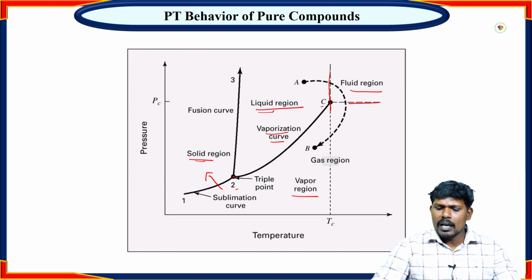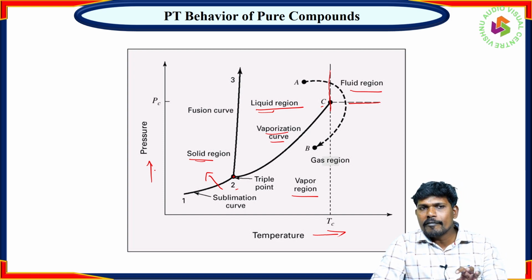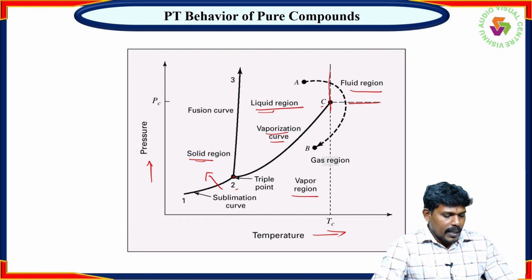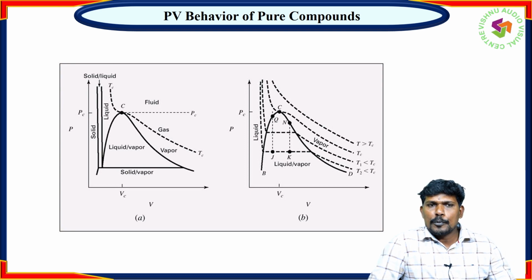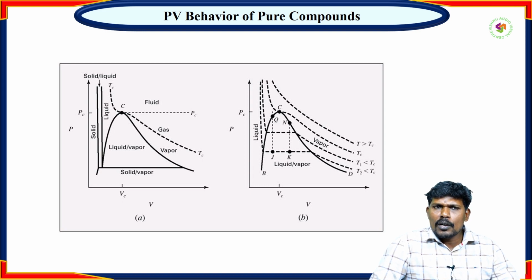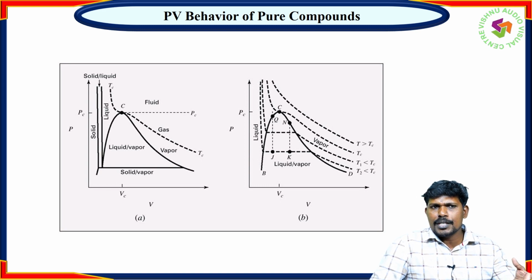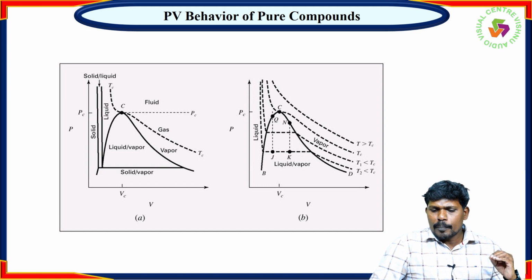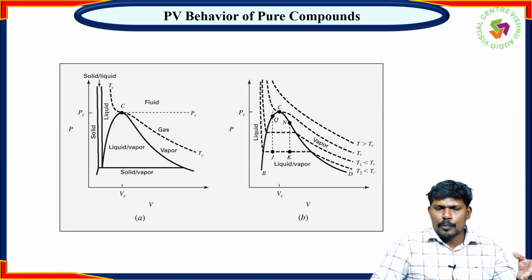So this is about changing the temperature, how the pressure of pure compounds is changing for different phases. This graph explains that. Next one is the PV behavior of pure compounds. Actually, in the PT graph, it is not mentioned how the volume of the compound is changing. So with the PV graph, we can know the change in volume with respect to the other properties.